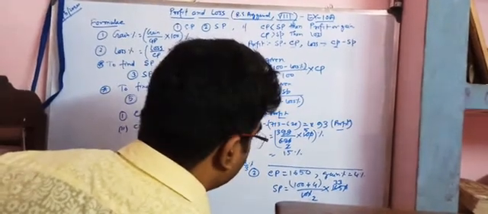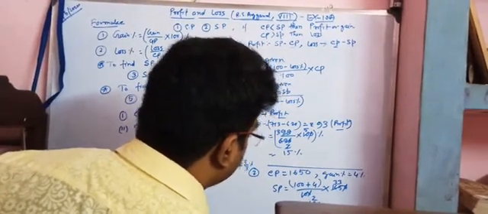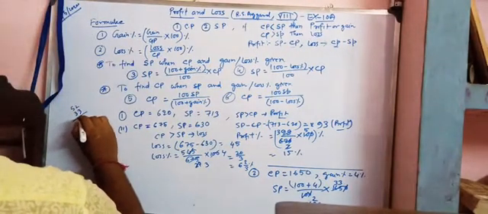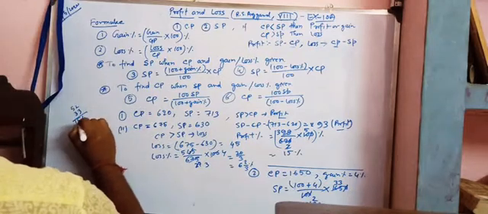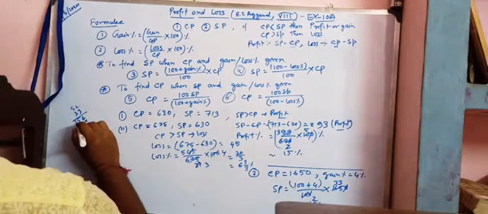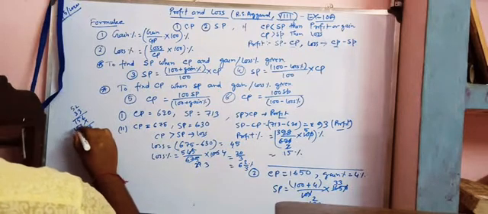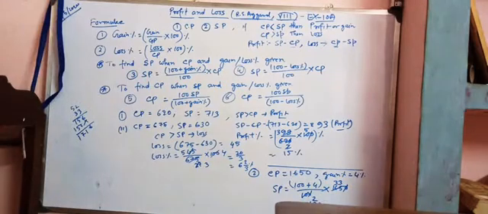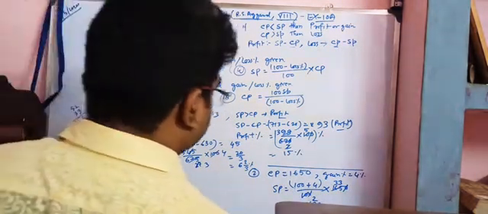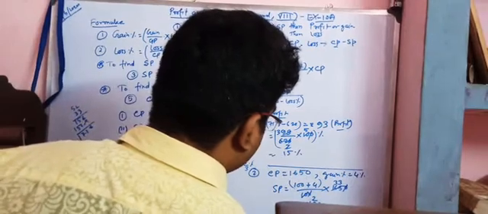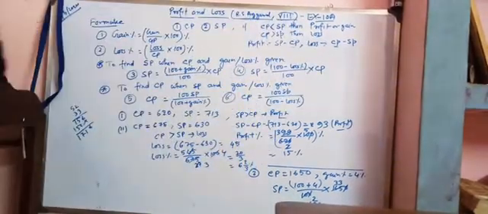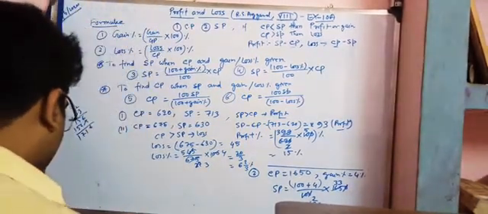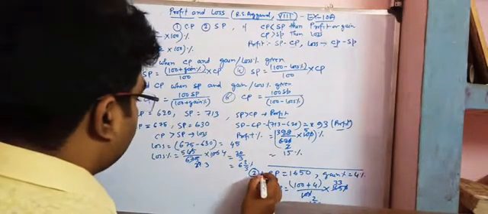This is 52 into 33. So 52 into 33 is 1716. Rupees 1716, so that is my sale price. So this I have done.